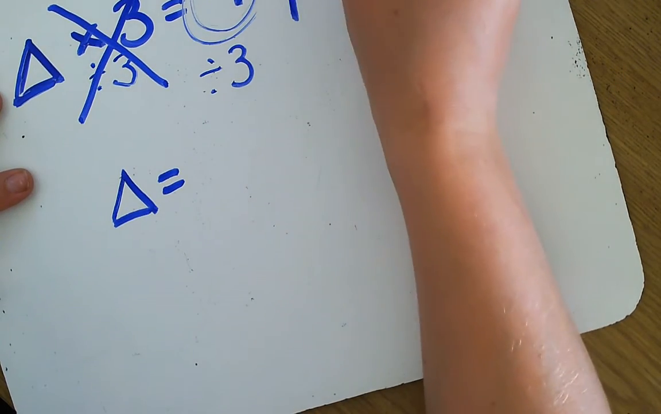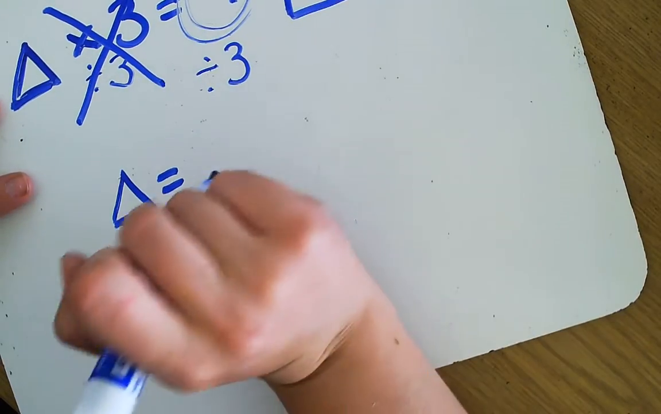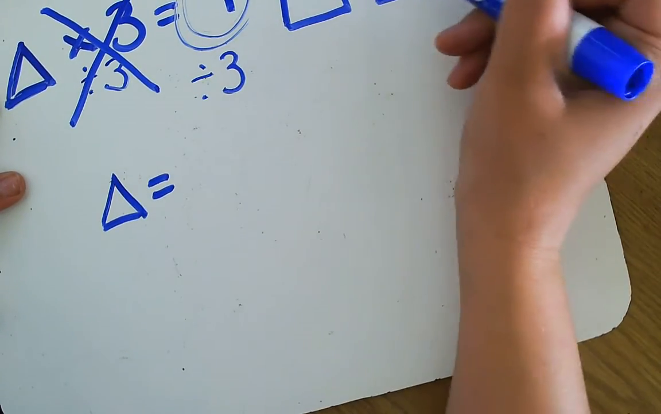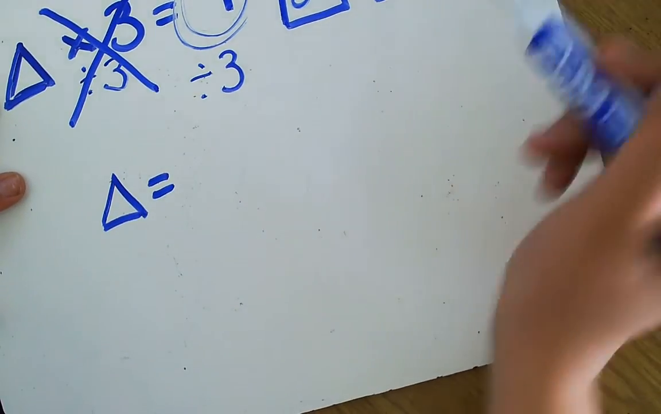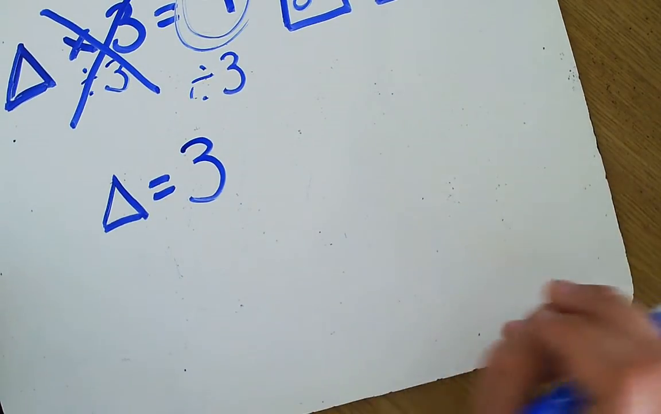So again, I can do my counters if I need to. I can draw out my 3 boxes and then divide 9 counters evenly into them. 1, 2, 3, 4, 5, 6, 7, 8, 9. So 9 divided by 3 is 3.